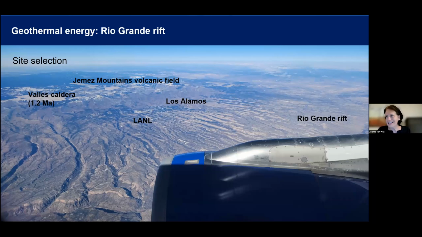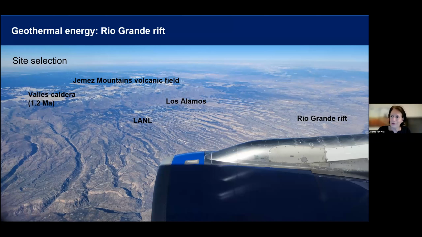Interestingly, a few kilometers below the surface, below the Valle Caldera, is the top of a partially molten magma chamber. Furthermore, I've indicated the town of Los Alamos and Los Alamos National Lab. This was the location of one of the first engineered geothermal systems in the world. This was done in the 1970s and 80s, and the system closed in the 1990s.